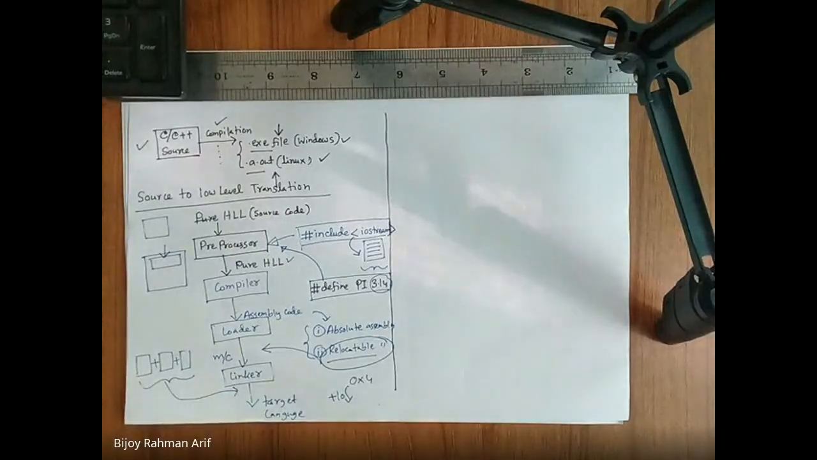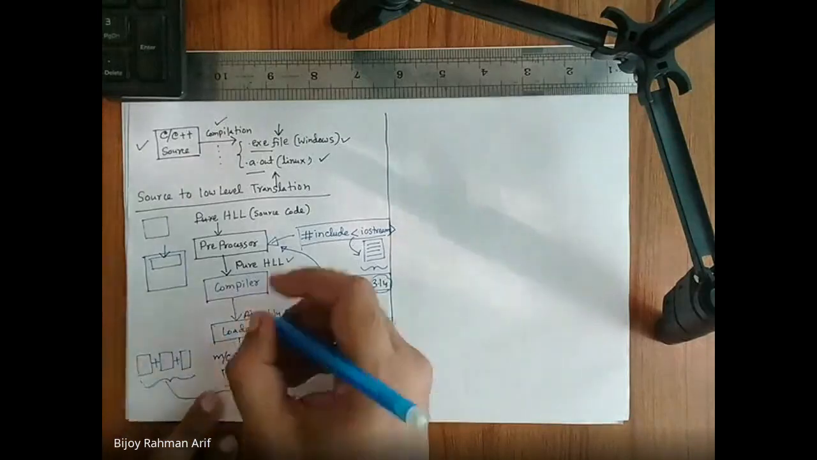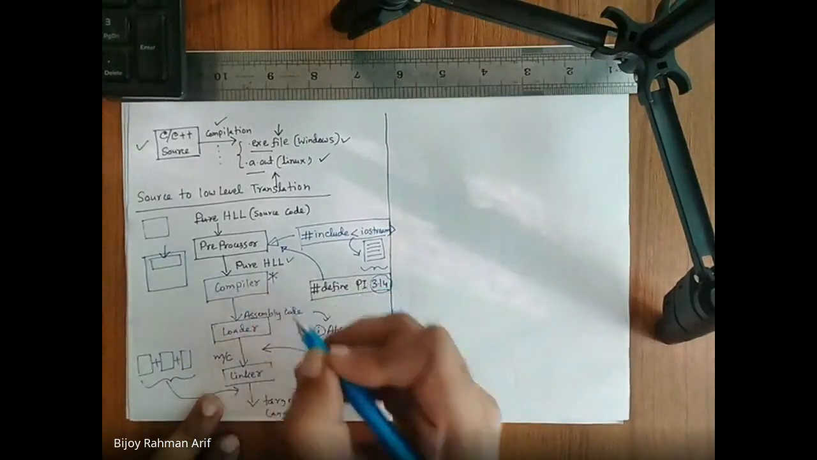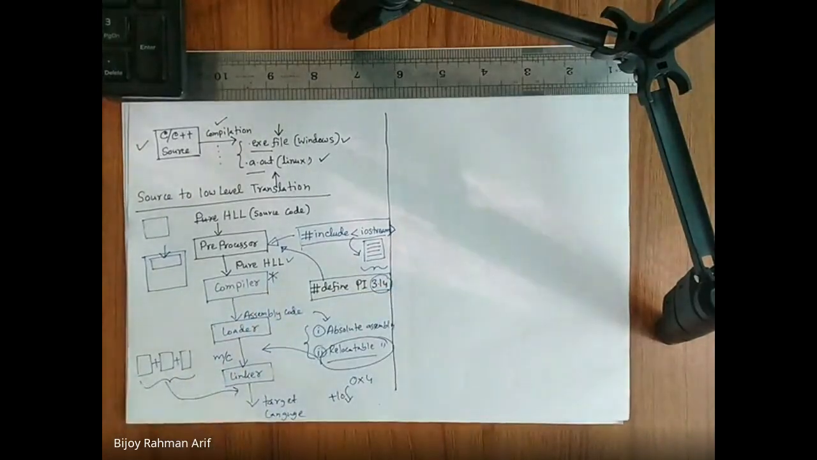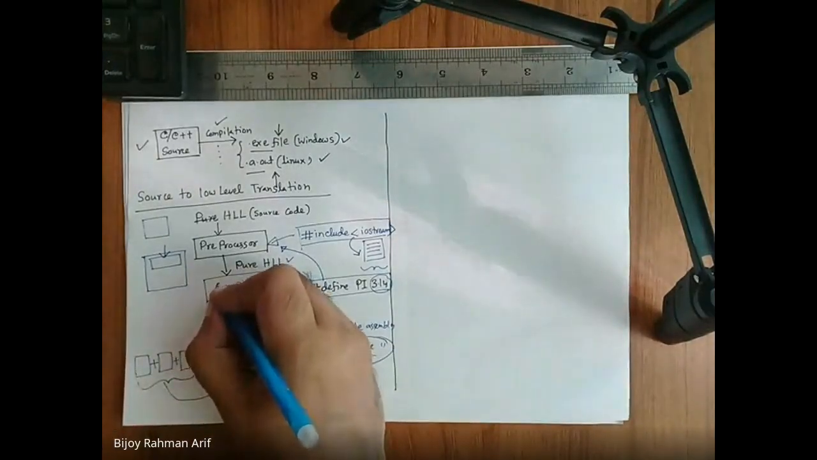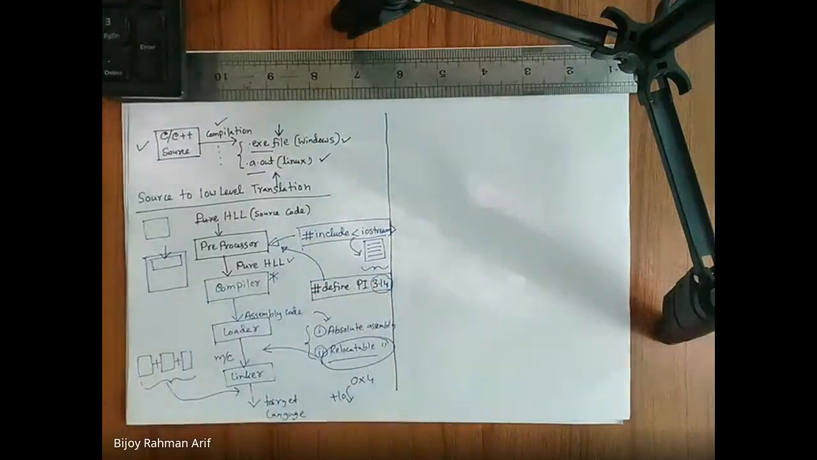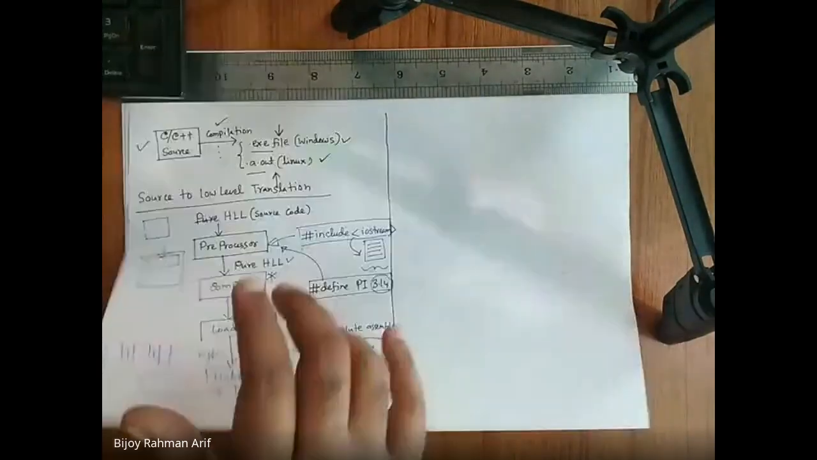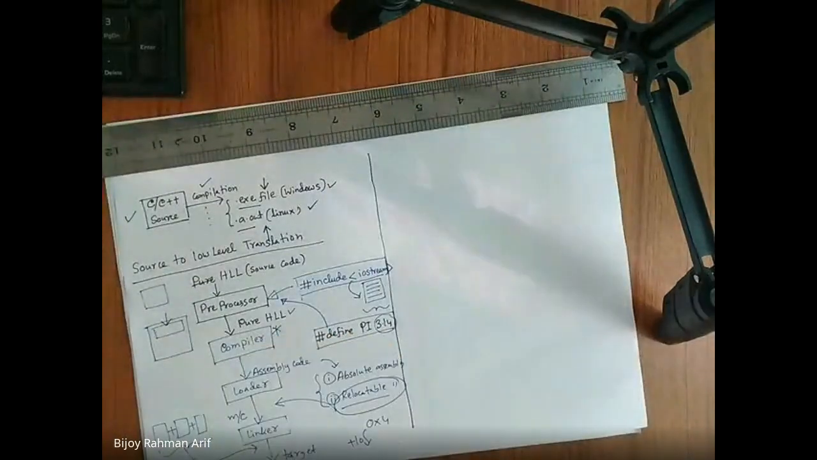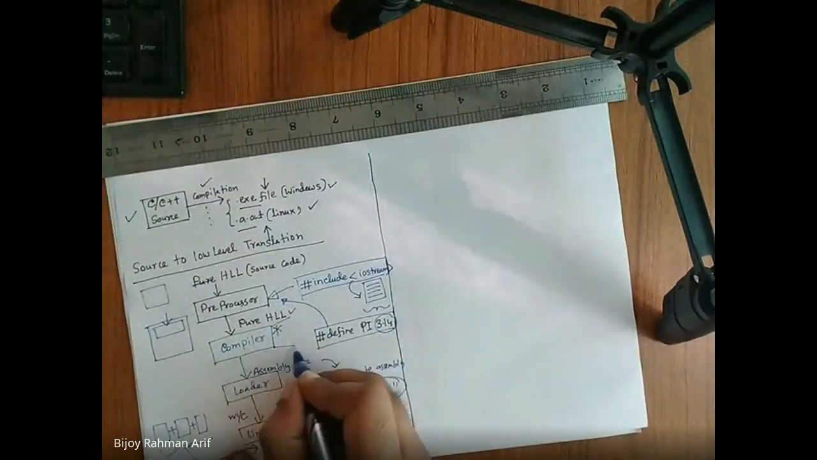Done. Okay. In this course, we are only dealing with this compiler part. We are not going to deal with other parts. This is our task, this part, the compiler. So what are the steps of the compiler? Let's elaborate this step, this one.